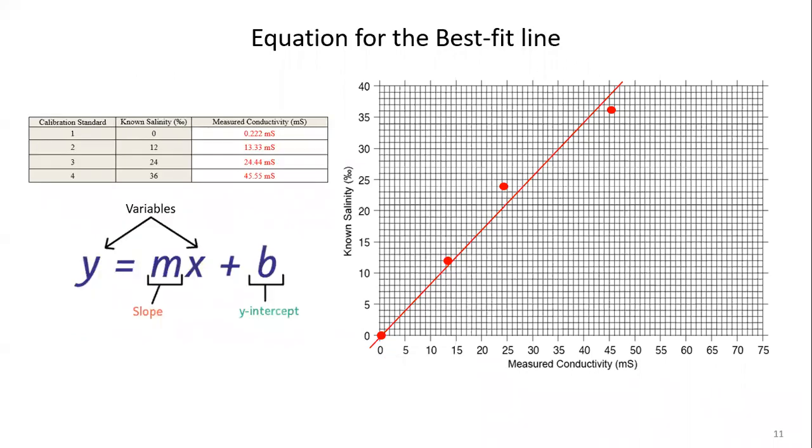Equation for the best fit line. The correct way to write the equation for the best fit line is in the form of y equals mx plus b, where m is the slope, b is the slope-intercept, or y-intercept, and the variables x and y represent conductivity on the x-axis and salinity on the y-axis.